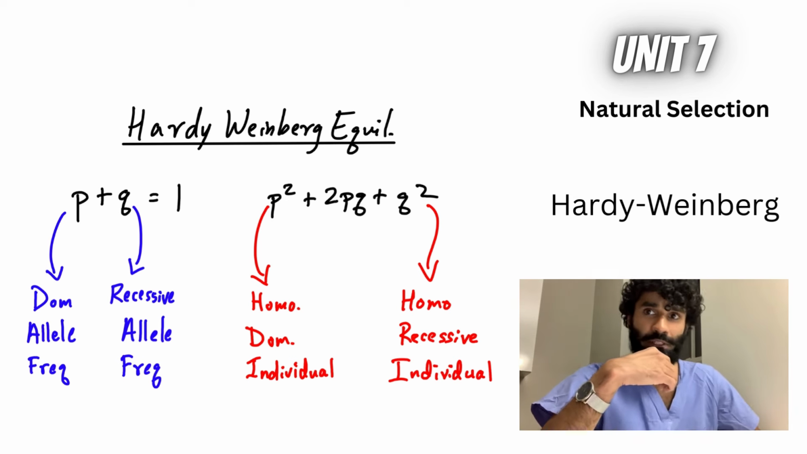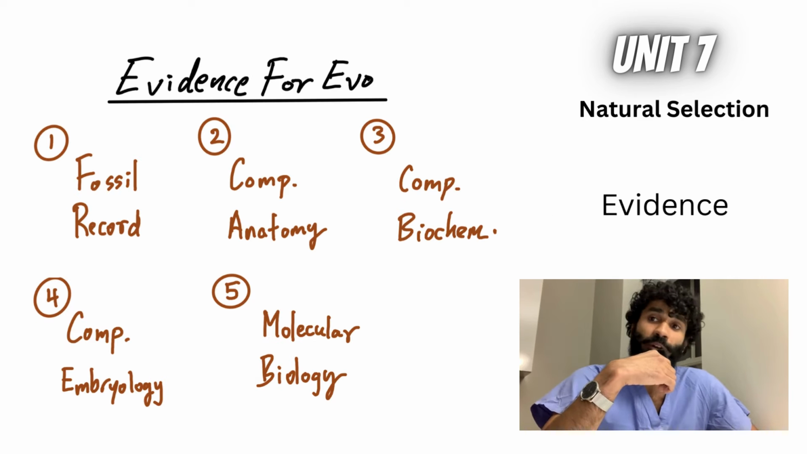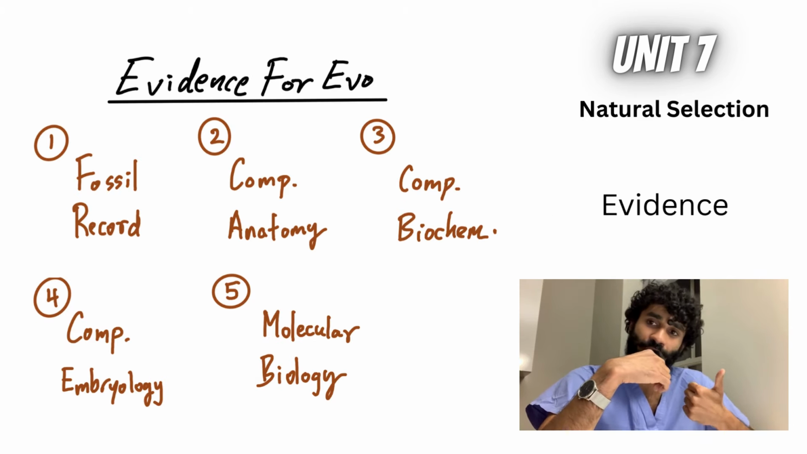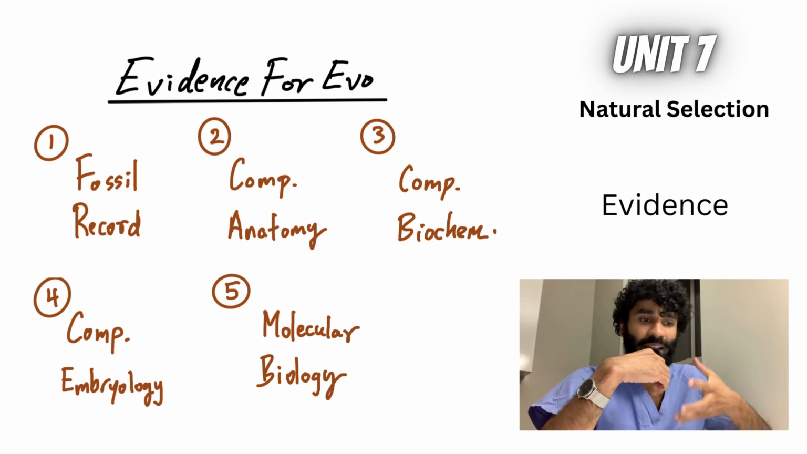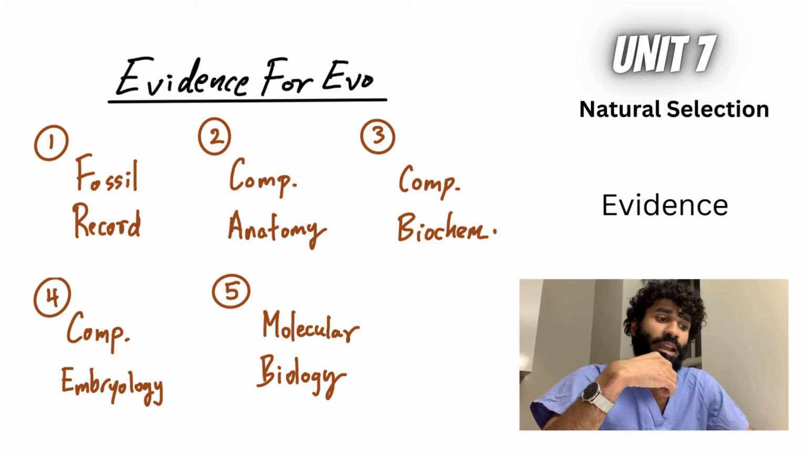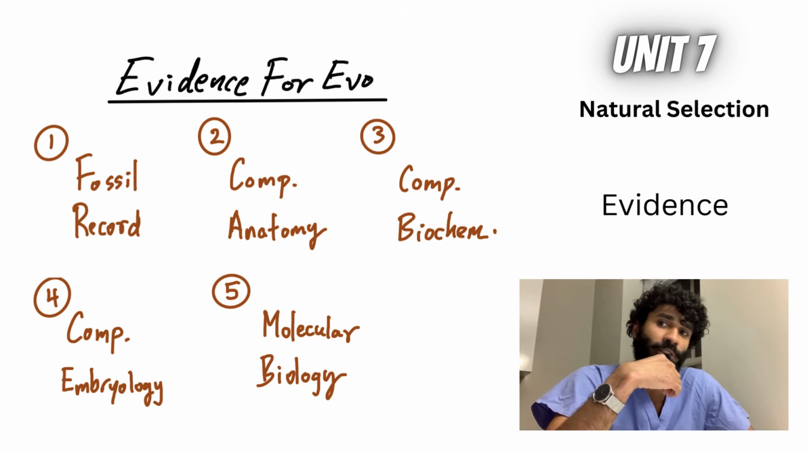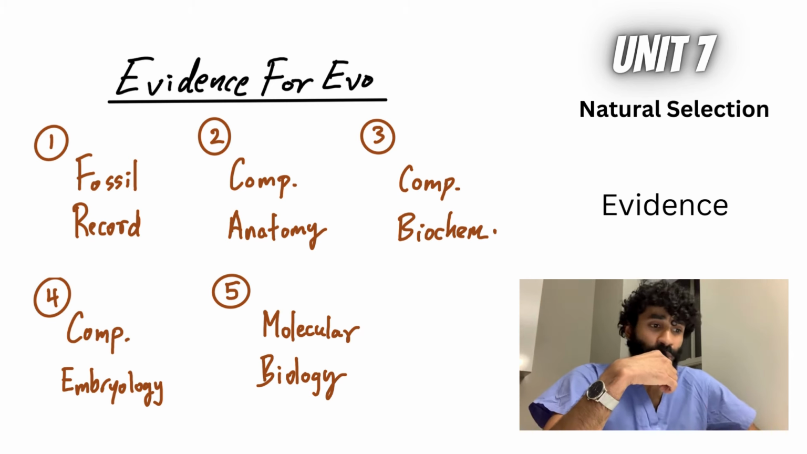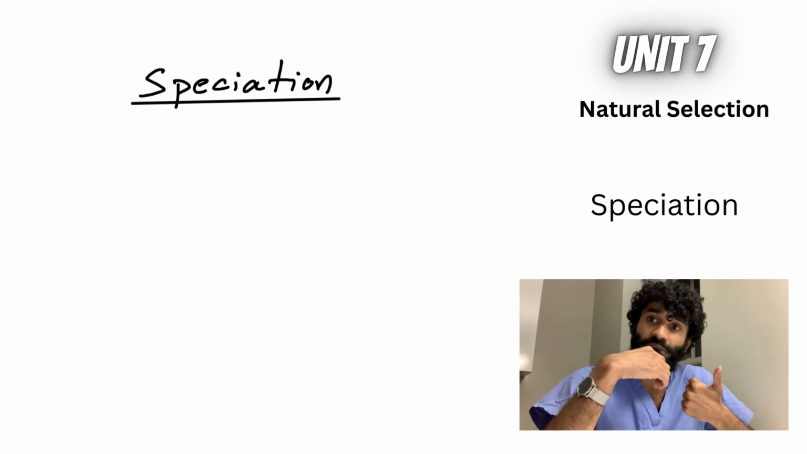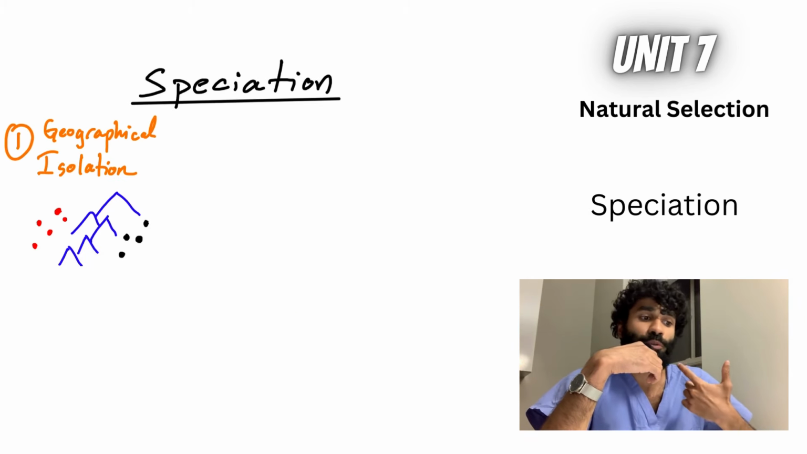Next block is on the evidence for evolution. We get that from the fossil record, which shows transitional fossils, from comparative anatomy, in which we can find homologous structures, from comparative biochemistry, where you can find common metabolic pathways, and also from comparative embryology and molecular biology as well.